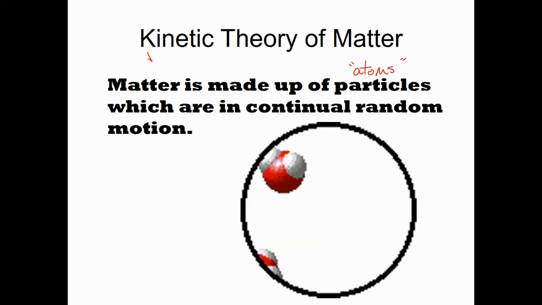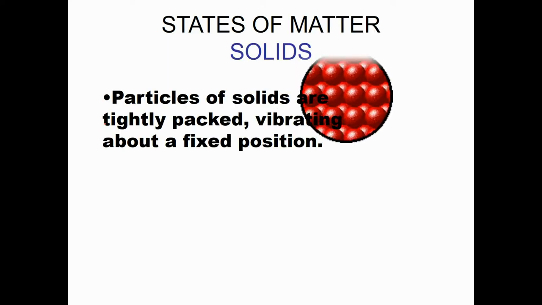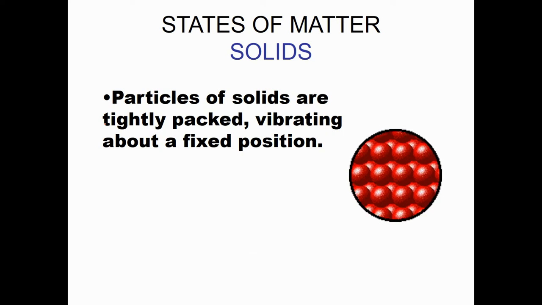So, from PE, right? Kinetic means movement. The movement theory of matter, right? Molecules are moving. So how are solids moving? Well, solids are really tightly packed. They vibrate in a fixed position. They don't go far, but they do actually move. And you can see here, there's just very little movement. And they have a definite shape, and they have a definite volume.